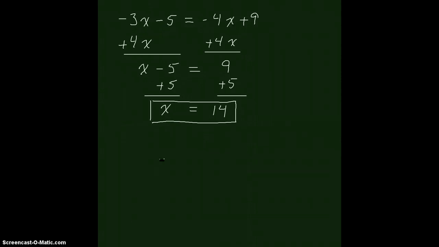So it's a good idea, if you get an equation that's not in general form, to put the variables on the left hand side, the numbers on the right hand side, and we do this by the addition method.